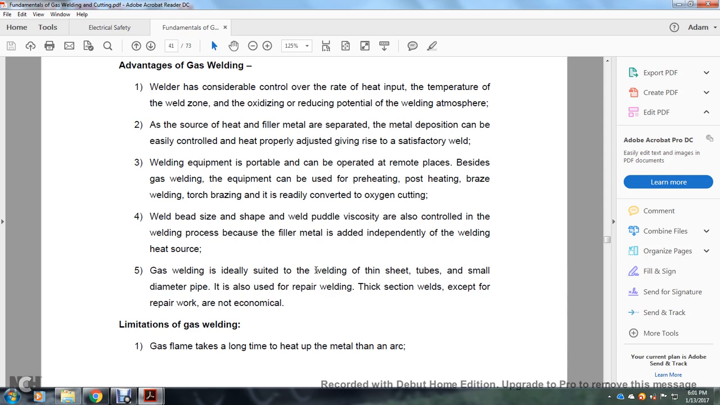Gas welding is ideally suited for the welding of thin sheets and tubes and small diameter pipe. It is also used for repair welding, where section welds are exempt from repair work that is not economical.